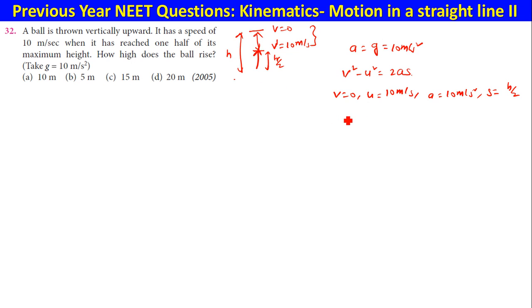Okay, let us apply all the things in this equation. Final velocity 0, initial velocity 10, whole square 100, is equal to 2 into acceleration 10, and s is equal to h by 2. These two, that 2 gets cancelled. h is equal to minus 100 by 10 is equal to minus 10 meters. So minus actually is telling you it's going in the opposite direction. Okay, so 10 meters should be the answer.